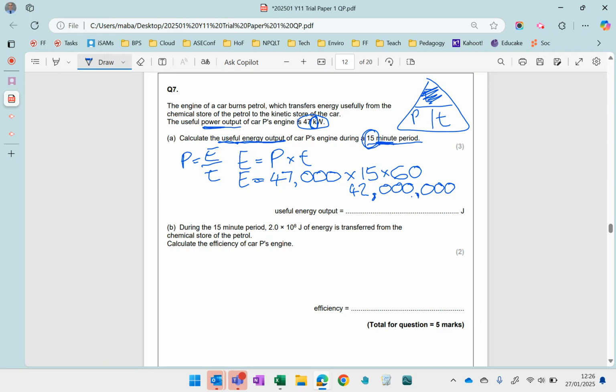Okay, so anytime that you've got to write down a lot of zeros, help the examiner out. Okay, take the time to put in those 1,000 separators. Okay, or alternatively, you could write it in standard form, which I think is best in this circumstance, which is 4.2 times 10 to the 7 joules.